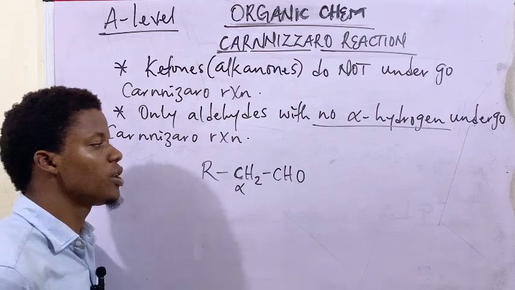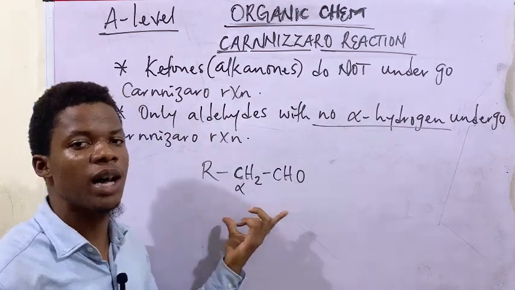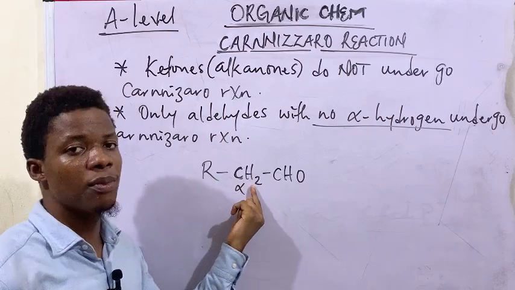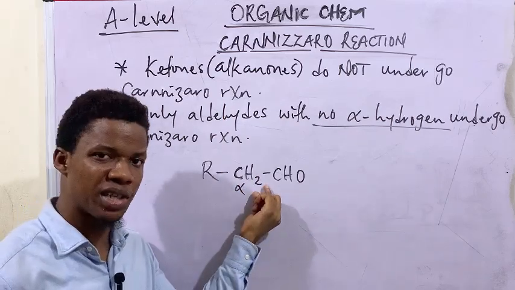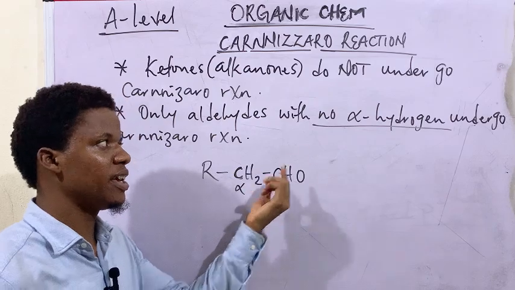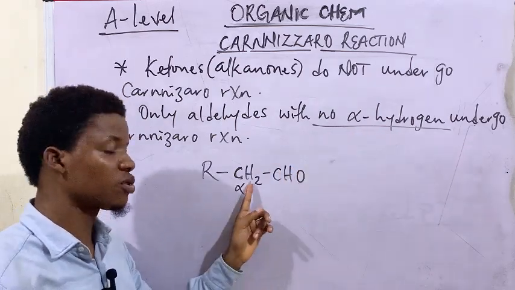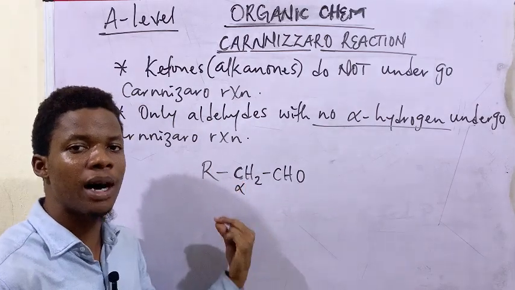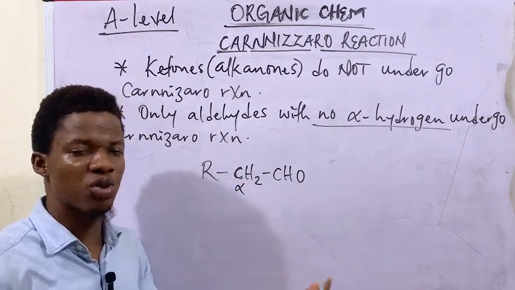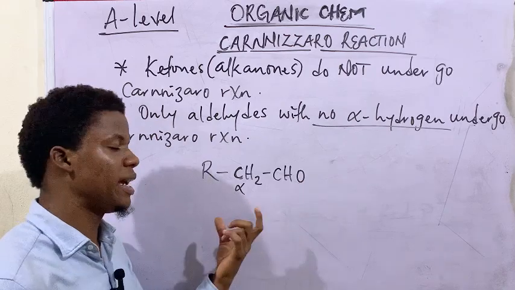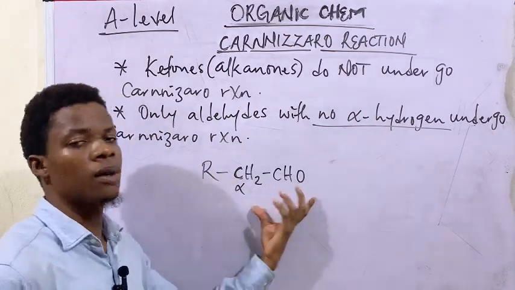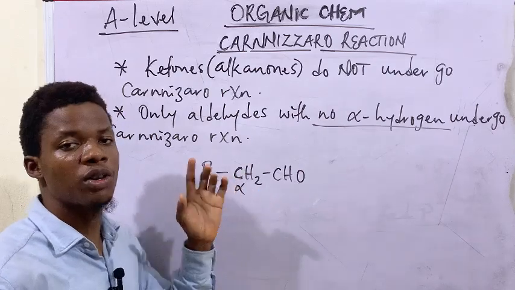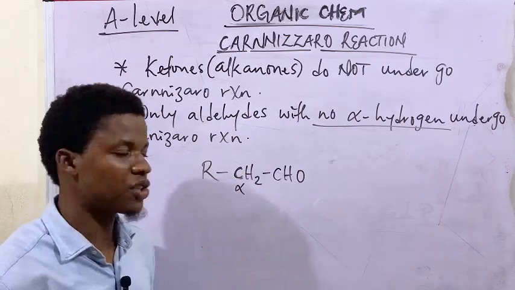Is that clear? So this type of aldehyde cannot undergo Cannizzaro reaction. Why? Because the alpha carbon, which is the second carbon, has hydrogen, so it has alpha hydrogen. If the carbon directly attached to the CHO is carrying hydrogen, then that aldehyde that has alpha hydrogen cannot undergo Cannizzaro reaction.